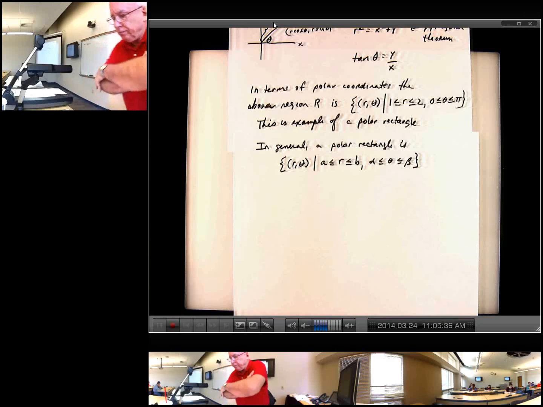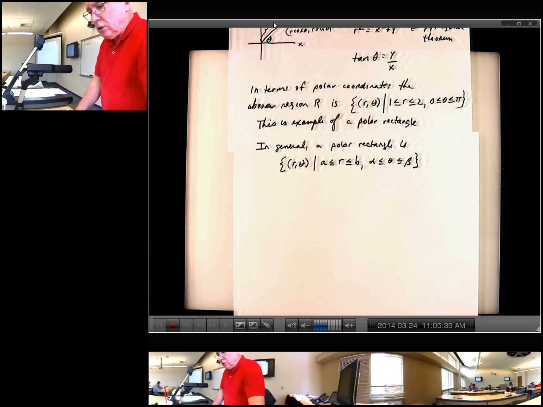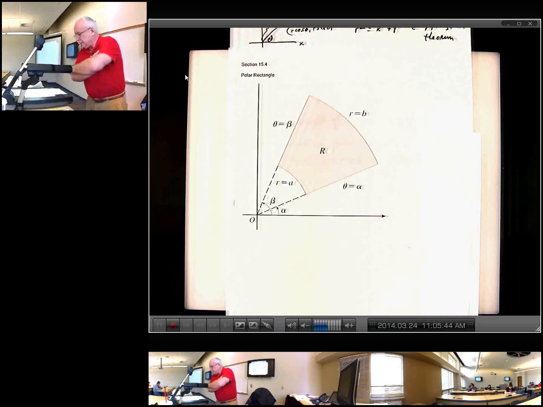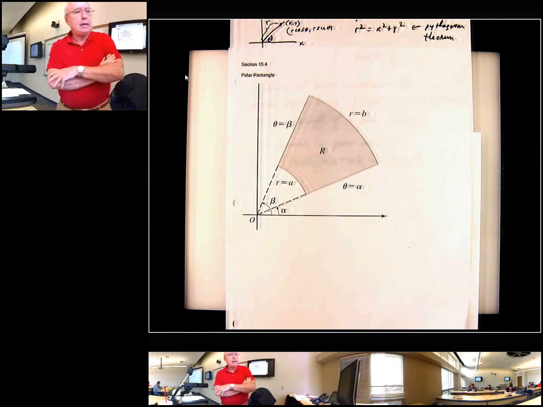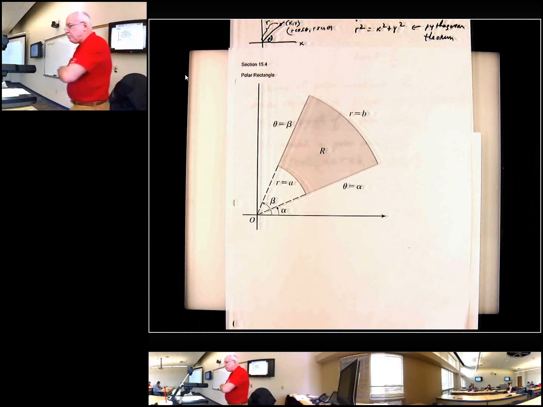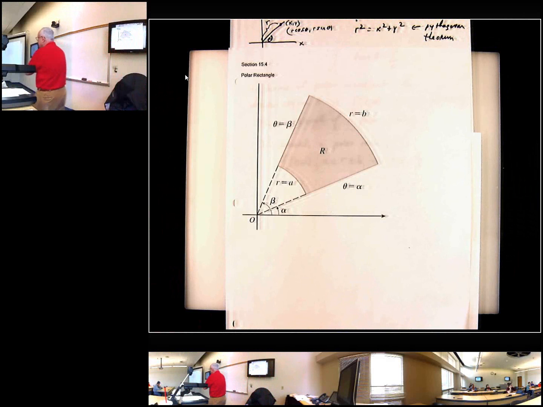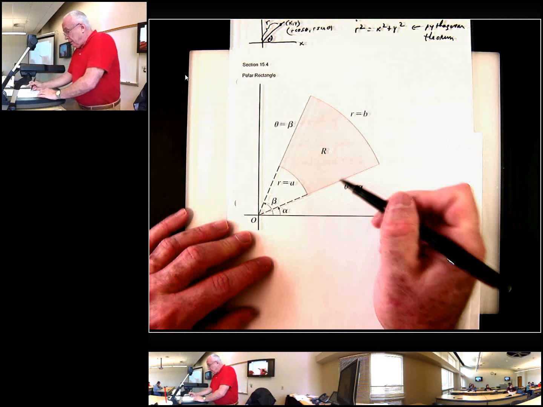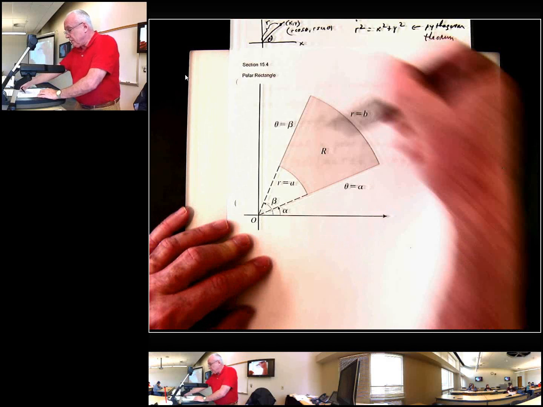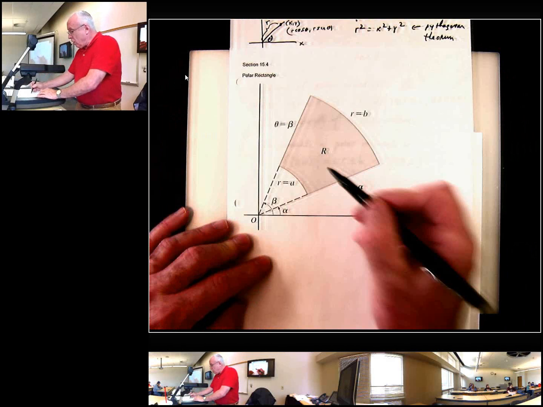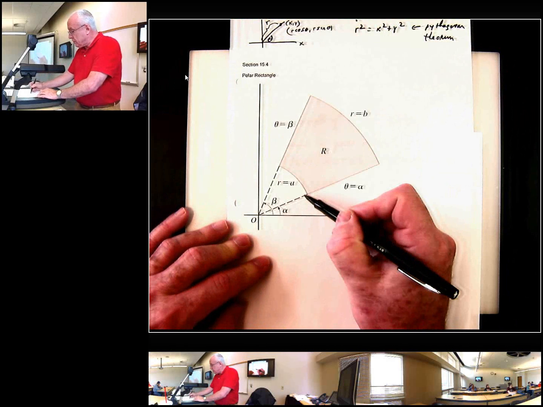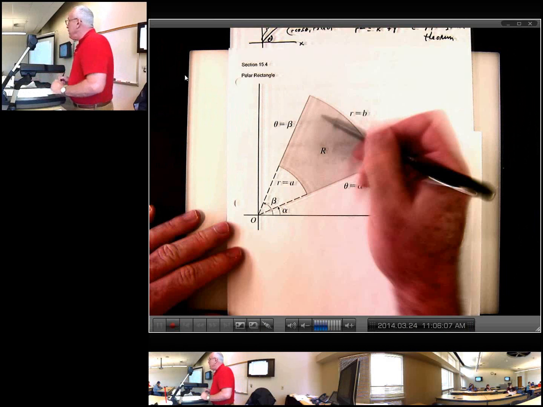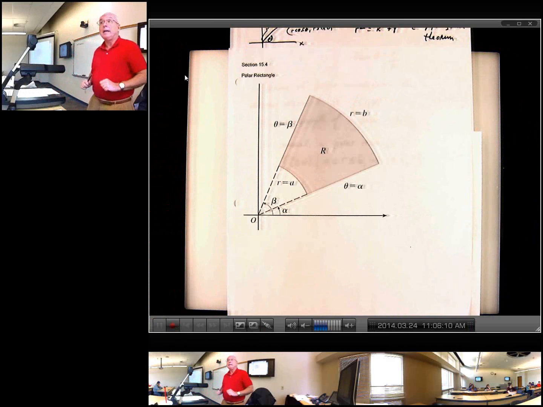Let me just show you a little diagram of this polar rectangle. It looks like a pie shape where part of the pie, say on the inside, has been removed. We have theta going from this angle alpha to this angle beta, and r starting, say, at this distance a and ending at that distance b. So everything in the gray there is the polar rectangle.